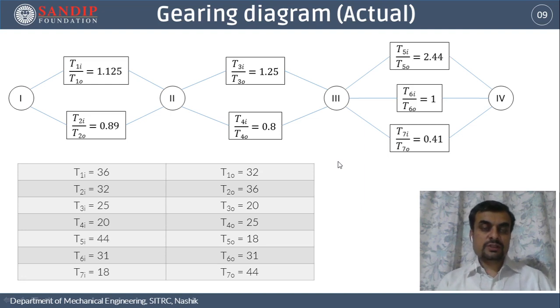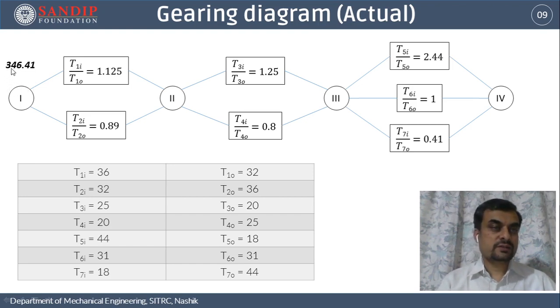Now observe carefully how to calculate these 12 speed steps, 12 output speeds. We know the first shaft is going to spin at 346.41 rpm. In the first stage, if we engage the first gear pair, the second shaft will spin at 389.71 rpm. If we engage the second gear pair, the second shaft will run at 308.3.